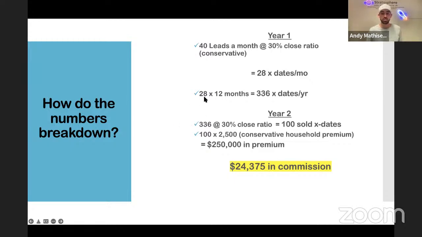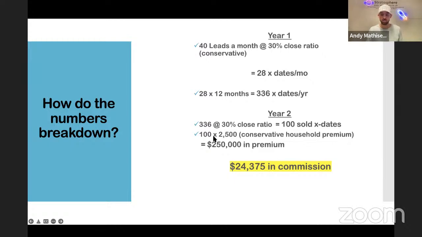So if I do 28 per month times 12 months, I have 336 opportunities a year of people that I will be calling again to try and sell them. 336 at a 30% close ratio. Again, that's a very poor close ratio, but that's not the point. It's 100 sold X-Dates. You can sell 100 people next year on the people you didn't sell today.